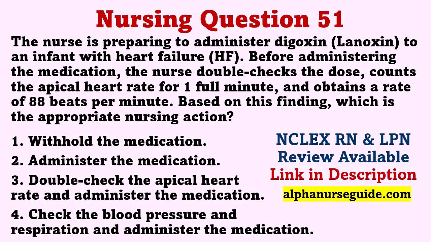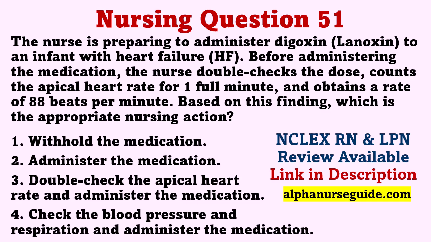The nurse is preparing to administer digoxin to an infant with heart failure. Before administering the medication, the nurse double-checks the dose, counts the apical heart rate for 1 full minute, and obtains a rate of 88 beats per minute. Based on this finding, which is the appropriate nursing action? 1. Withhold the medication. 2. Administer the medication. 3. Double-check the apical heart rate and administer the medication. 4. Check the blood pressure and respiration and administer the medication.